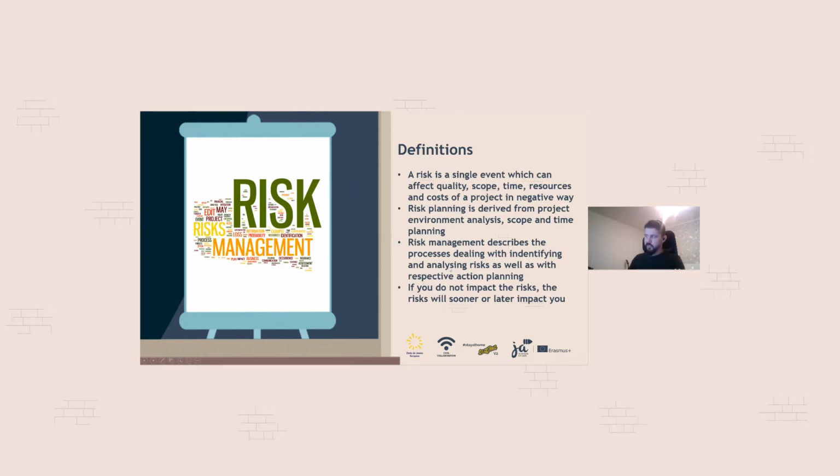If you do not impact the risk, it will sooner or later impact you. If something can happen, at one point it will happen. In one of the parallel universes or wherever, if something can happen, there is a chance that it will happen one day.